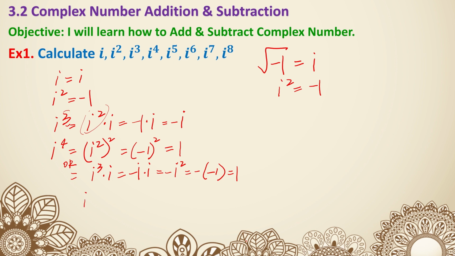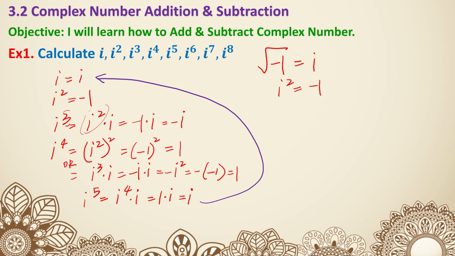And then let's continue with i to the 5th power. Well, that would be i to the 4th power multiplied with an extra i. So it's 1 times i. That is just i. Oh, wait. You see, i to the 5th power is actually the same as i to the 1st power.